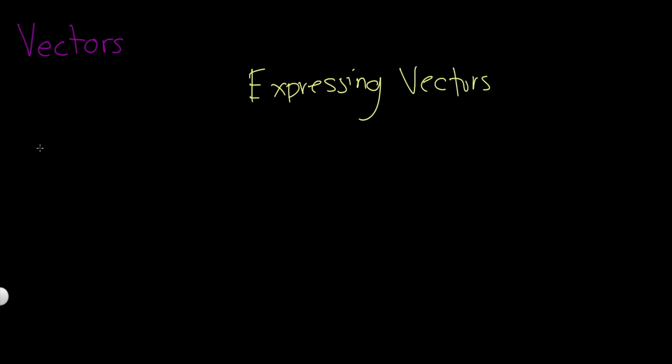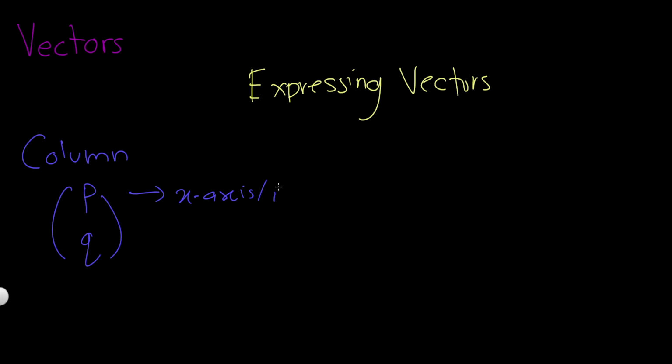There are two ways to express positional vectors, and one of them is by using column vectors, where we express in terms of matrix p and q, where p is our x-axis or i, and q is our y-axis or j. And don't forget the tilde.